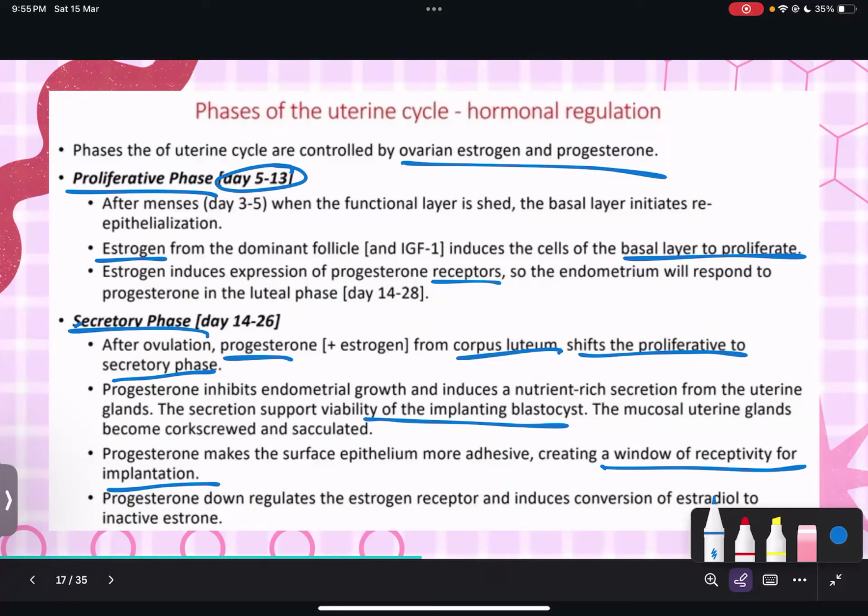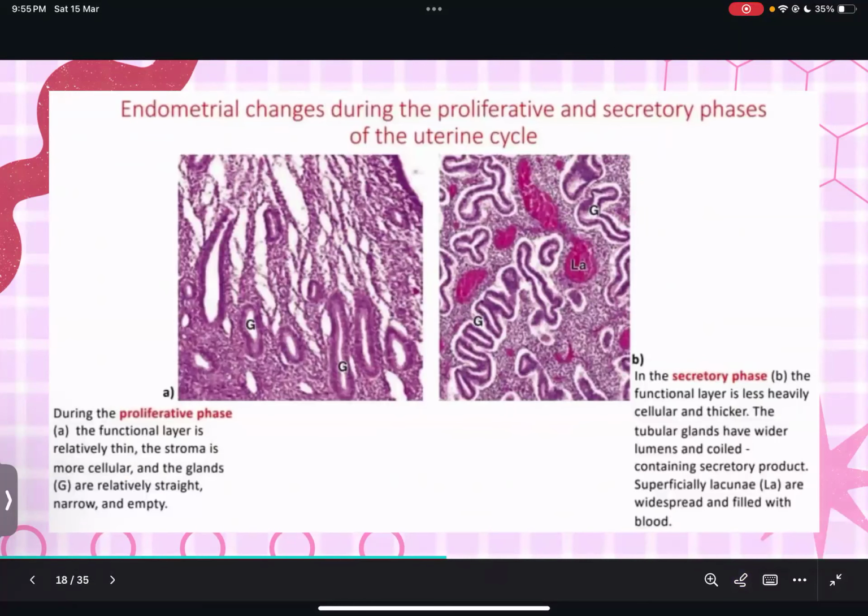Okay? The progesterone downregulates the estrogen receptor and induces conversion of estradiol to inactive estrogen. Alright, this is basically talking about estrogen. Okay. This is the endometrium in histology slides. I'm pretty sure you covered it in histology lectures, so focus on it there, but here it's just mentioned quickly. Any quick revision of it.